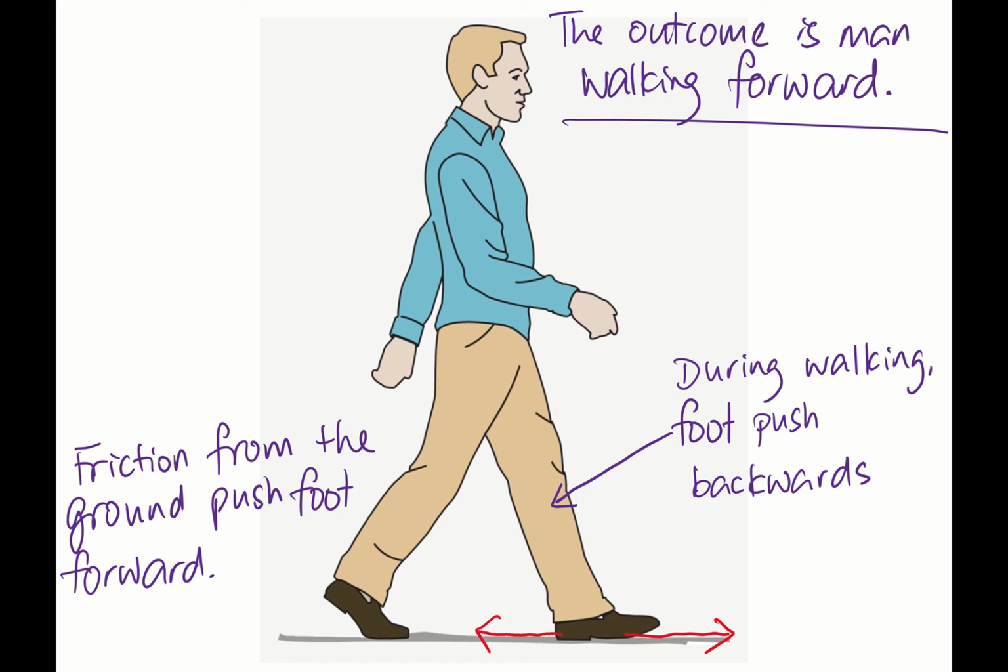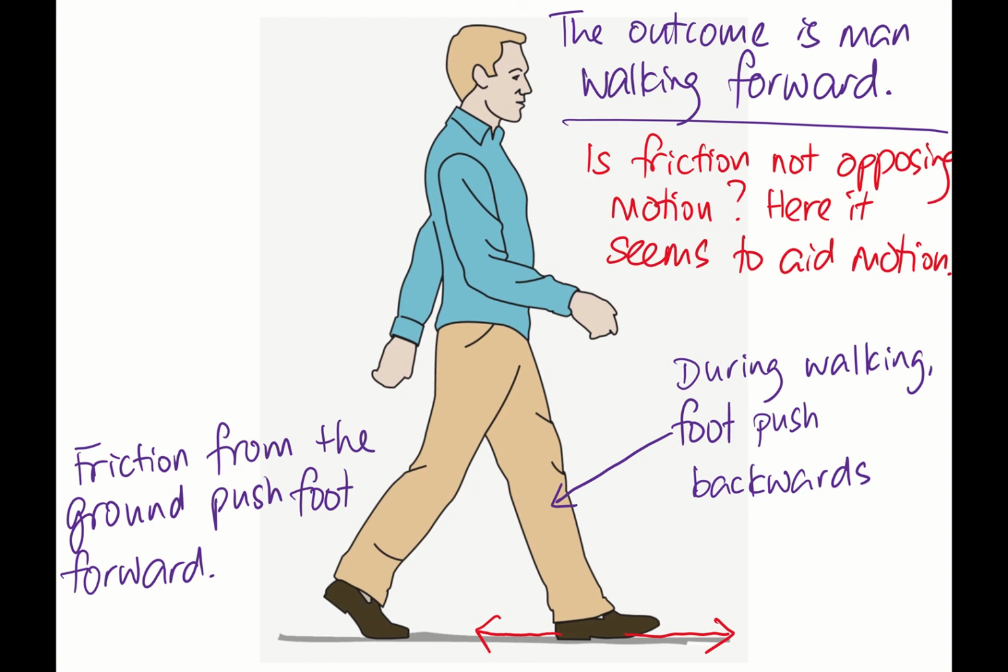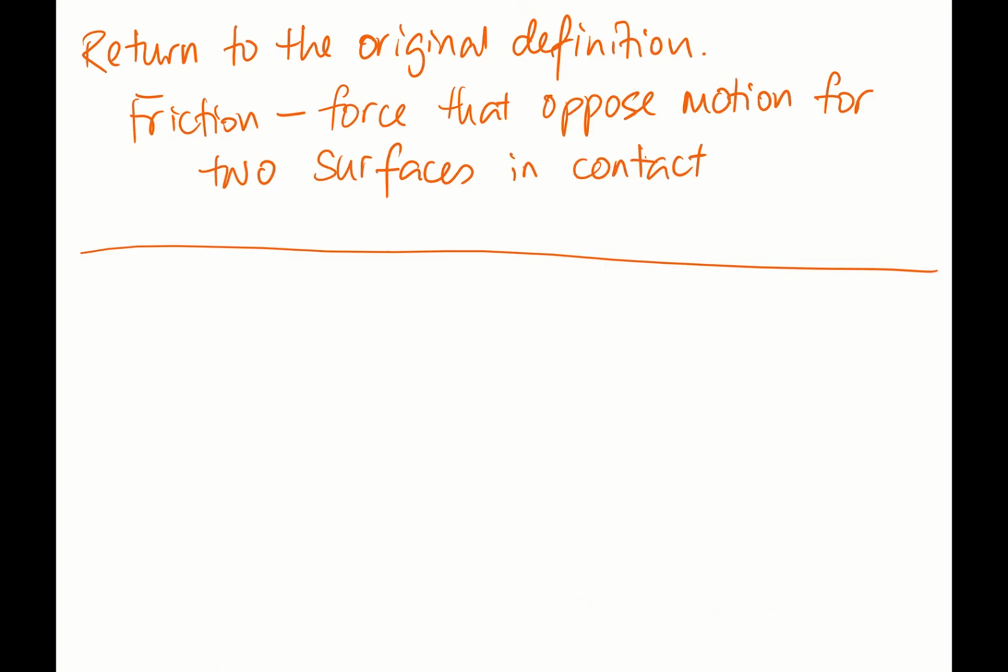So the outcome ends up the man walking forward. Then it begs the question, isn't friction supposed to be opposing the motion? But here it seems to help motion. So have we misunderstood friction in any way? Actually, it still holds. Because we have to return back to the original definition of what really friction is. The definition of friction refers to the force that opposes motion.